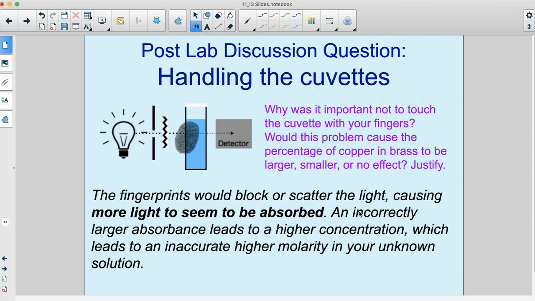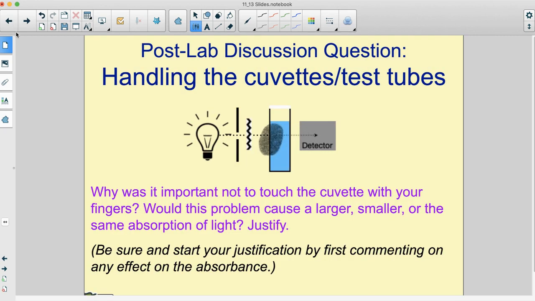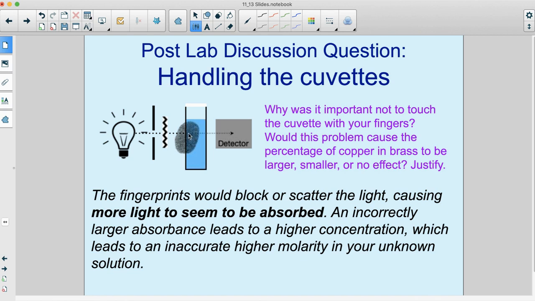All right, so a couple of the post-lab questions. Oh, we need to go back. If you put a smudgy fingerprint there, what happens? Is this going to cause the same absorption of light? Well, no, because now some of the light can't get through because there's a big smudgy fingerprint in the way. Some gets blocked or scattered. So it looks like more light is absorbed by the solution.